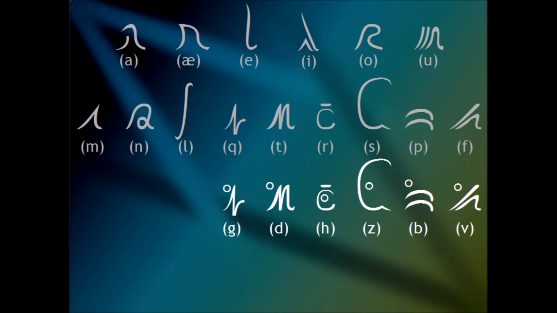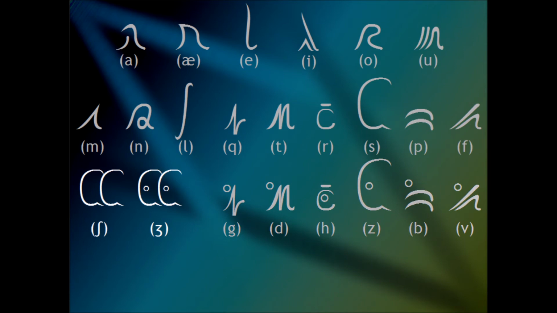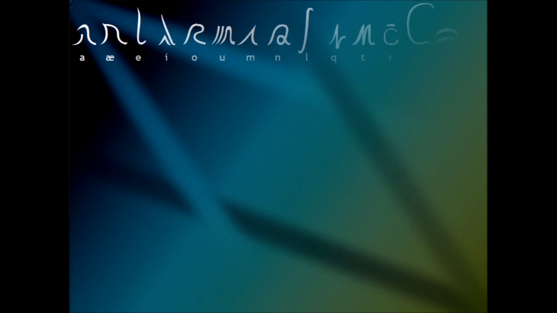Finally, there are also 2 digraphs, which means that 2 letters are used to represent one sound. A double S becomes Sh, and a double Z becomes J. These 2 digraphs will never occur in natural Ælis words, but they are used to write names such as, for instance, James or Josh. Let's look again at the entire alphabet.